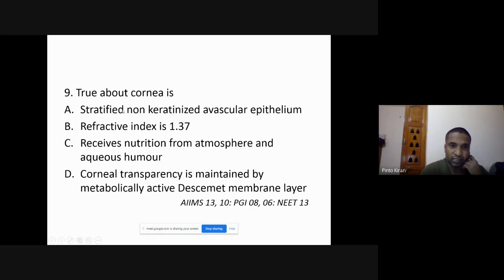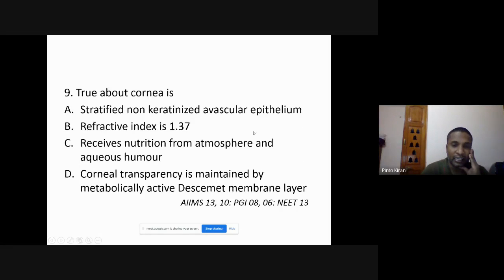Again, the cornea we have discussed, it's a stratified non-keratinized avascular epithelium. That is absolutely right. Option B is also correct. Option C, receives nutrition from the atmosphere and aqueous humor, is also a correct answer. Yes, sir. The only option which is wrong here is that corneal transparency is maintained by the descemet membrane. Except for D, A, B, C are the correct answers.